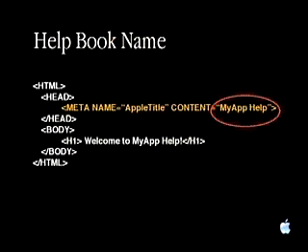And the CF Bundle Help Book name key is basically exactly the same as your Apple title. And so that's the key that's more likely to be localized, right? Because if you're shipping, say, a French language version of your help book, that title would probably be in French. And so that's the info plist key that you might define in your strings file rather than your main info plist.